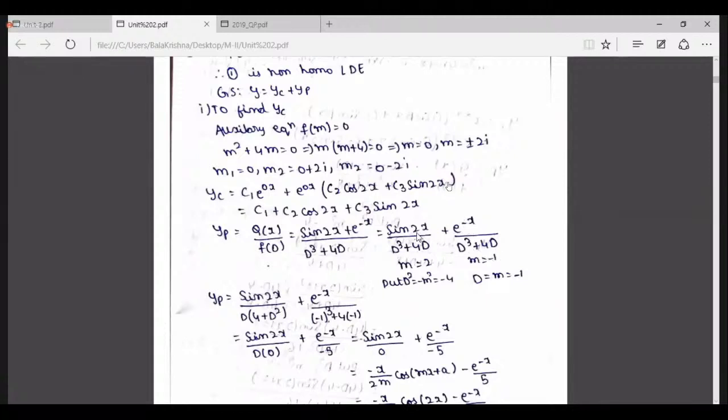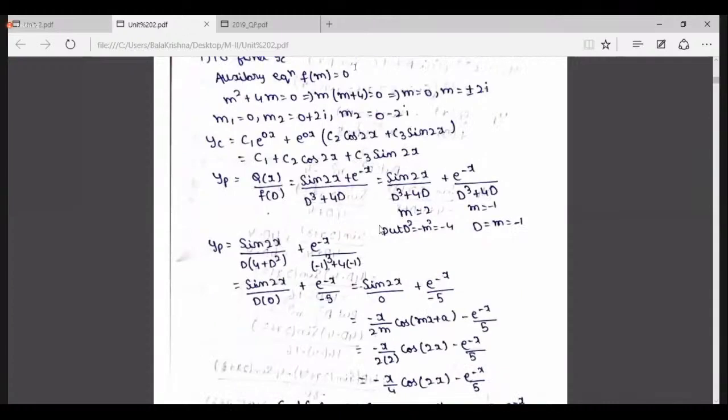So you know that when sin mx is there, you should substitute the D square with minus m square in that f of D. So when you substitute the D square term with minus m square, that is minus 4 in this one. So what will you have here? As this D square term is not there, we'll consider D outside so that you have D square. In this D square, you should substitute minus m square, that is minus 4. And here in this, you should substitute D with m.